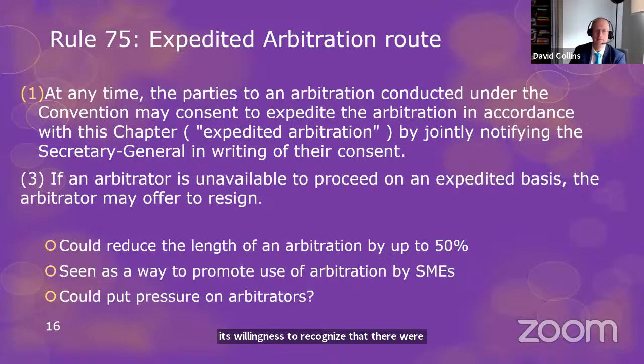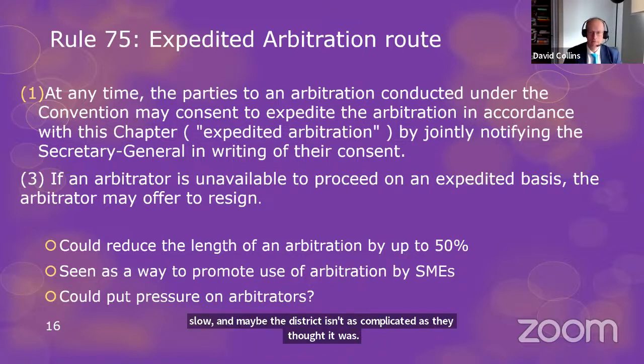Rule 75, the expedited arbitration rule. So back to the speed issue. 75, sub 1. At any time, the parties to an arbitration conducted under the convention may consent to expedite the arbitration in accordance with this chapter, called the Expedited Arbitration Chapter, by jointly notifying the Secretary General in writing of their consent. So the idea here is, if the parties think it's going too slow, and maybe the dispute isn't as complicated as they thought it was, they can crank it up and get on with it faster.